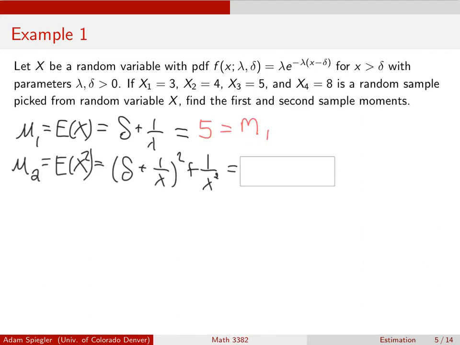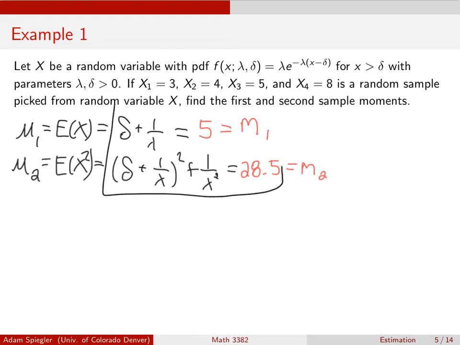So I've got one equation by comparing the first moment: delta plus 1 over lambda needs to equal 5, which was the sample mean, the first sample moment. Then we have a second equation, which is the second theoretical moment, which we calculated previously to be (delta plus 1 over lambda) squared plus 1 over lambda squared. And that needs to equal the second sample moment, which was 28.5. So we've got this system of equations. I'll box it in. We have two equations here with two unknowns. It's a nonlinear system, but we can still solve it. Finding the method of moments estimates is going to require us to solve this system for delta and lambda.